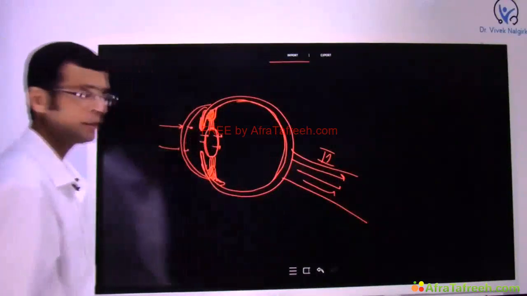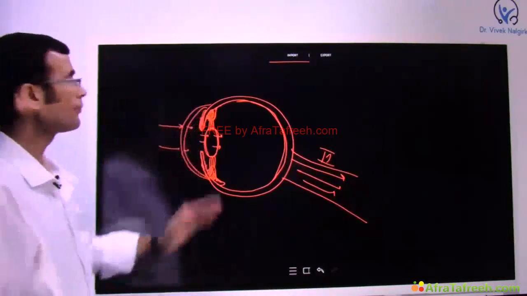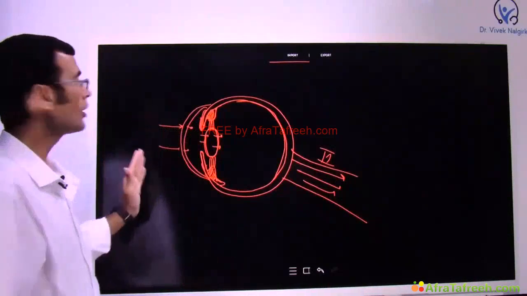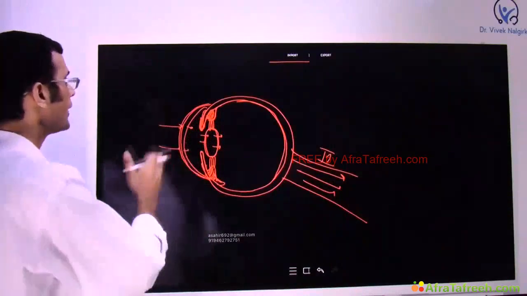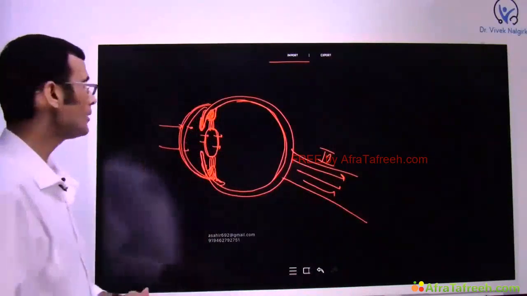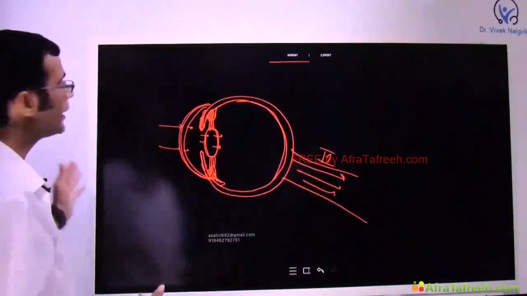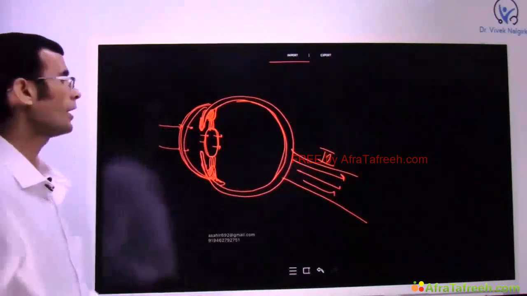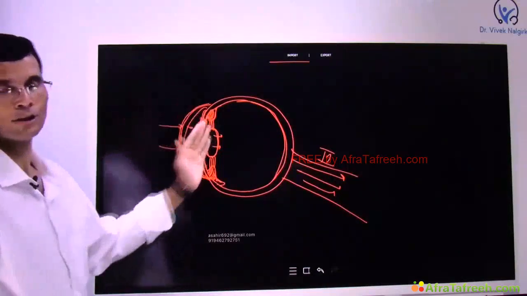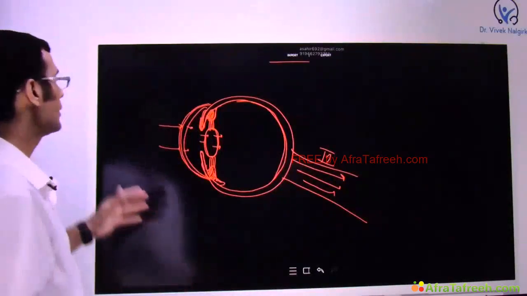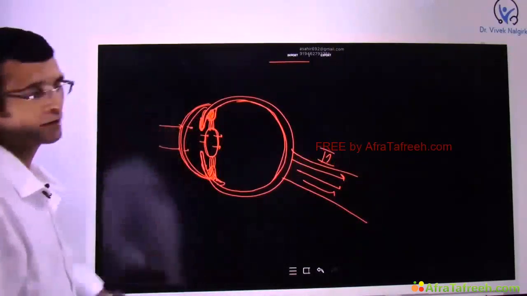Now, this is a complicated model of the eye. First of all, out of all these, the greatest refraction occurs at the anterior surface of the cornea. The reason is that refraction depends on the difference in the refractive indices of the two media, and the maximum difference is between the air and the cornea. So the greatest refraction will occur at the anterior surface of the cornea.